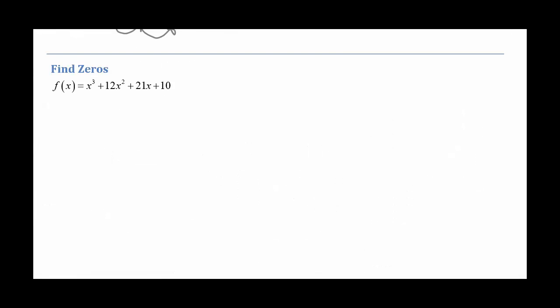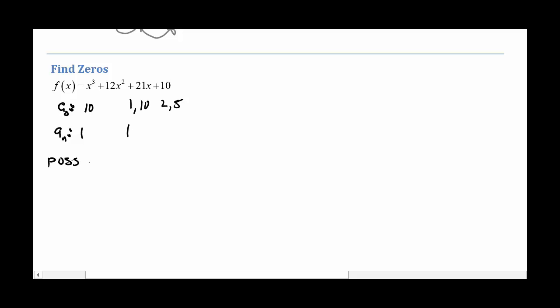All right, so here we've got a nice lovely cubic. Let's just figure out what our possibles are and see how bad of a scenario we could have here. So let's look at our constant at the end, which is 10, and let's look at our leading coefficient, which is 1. And so what are the factors of 10? We got 1 and 10 and 2 and 5, and the factors of 1 are just 1.